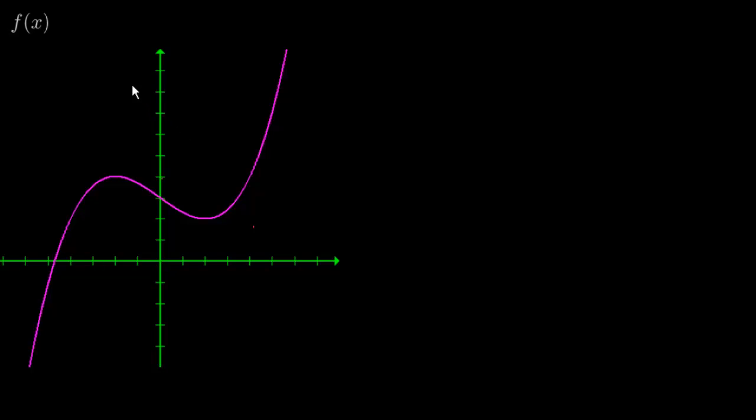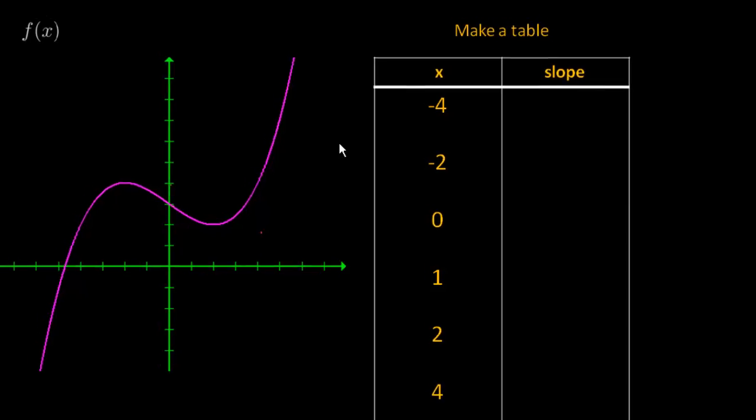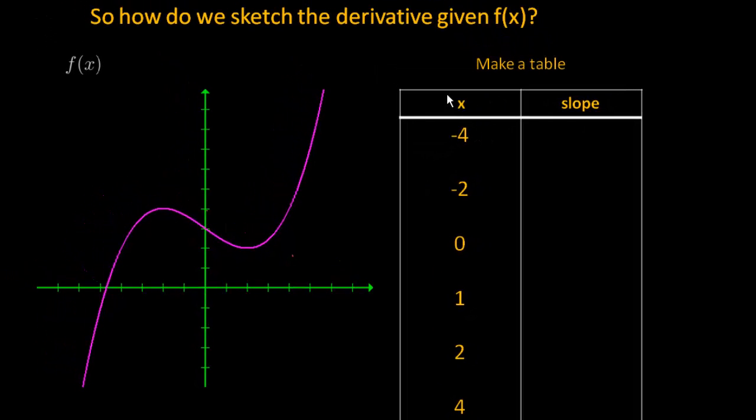All right, so how do we sketch the derivative given the original function f? All right, so this is my original function. What you're going to do is make a table. And on the left-hand column, you're going to write all the x values, the ones you're going to choose. And in the right-hand column, you're going to write the corresponding slope at that point. Okay, so let's take a look at negative 4. So 1, 2, 3, 4. So here we go. What's the slope at this point?